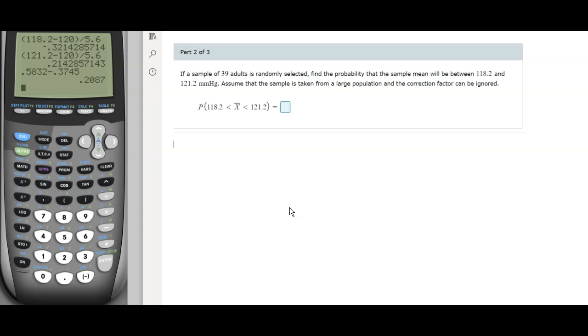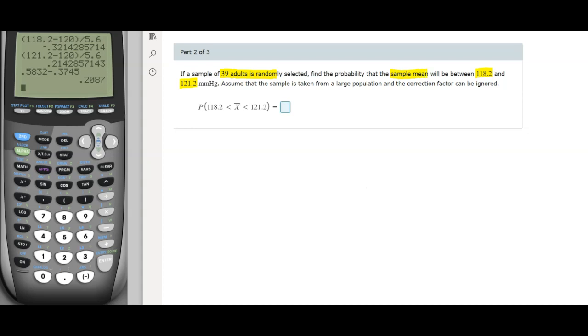All right, so on the second part, they are sampling. They're going to take a sample of 37 randomly selected, and we want to find again the probability between 118.2 and 121.2. However, here they are not asking for the blood pressure, they are asking for the sample mean.